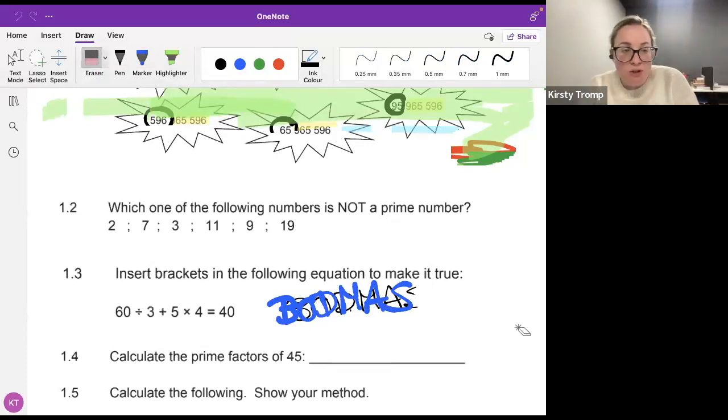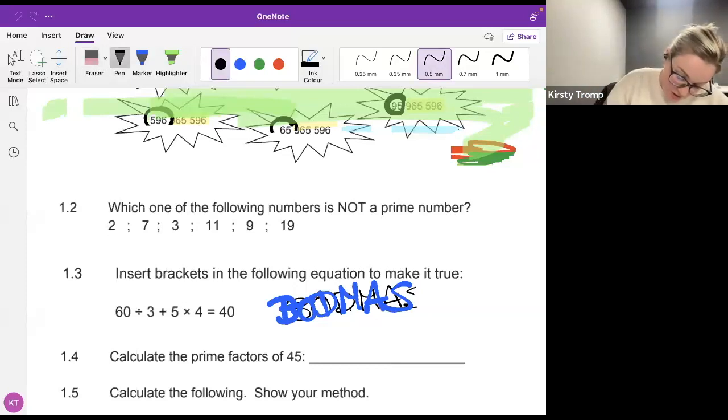Okay, I am going to go to Sipho. Sipho, how am I going to do this? You tell me. Hello, ma'am. Ma'am, in BODMAS, multiplication and division work hand in hand. So we're going to put the brackets around 60 divided by 3 and 5 times 4.